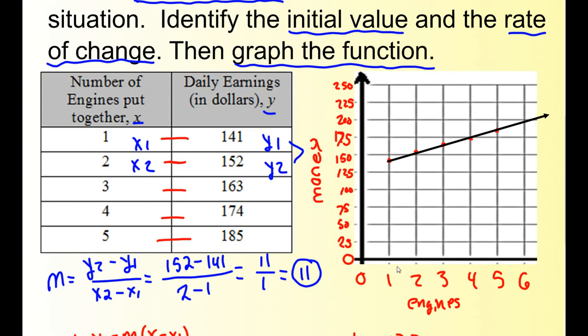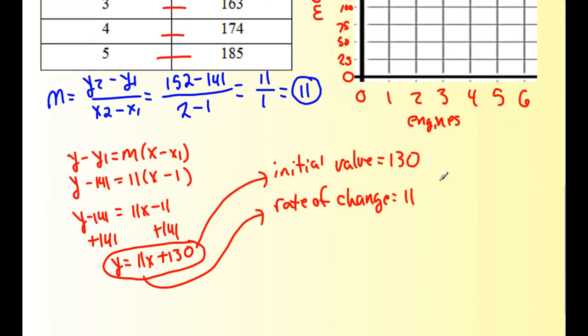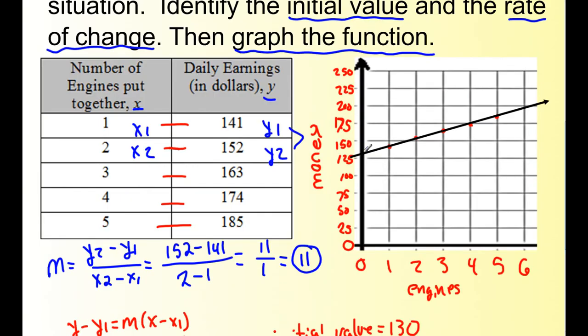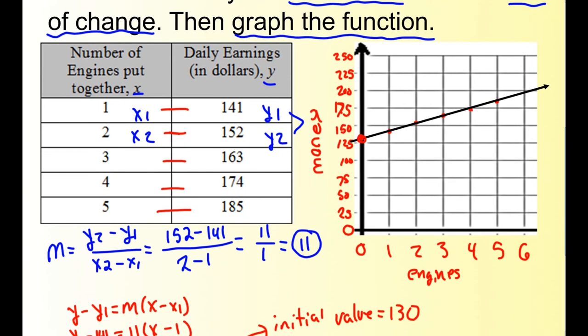Now, even from that, you could probably almost estimate the initial value. You could work backwards and go, okay, something along that line. So it'd be a little bit bigger than 125. We found the initial value was 130. That would be this point right here. That would be at 130.